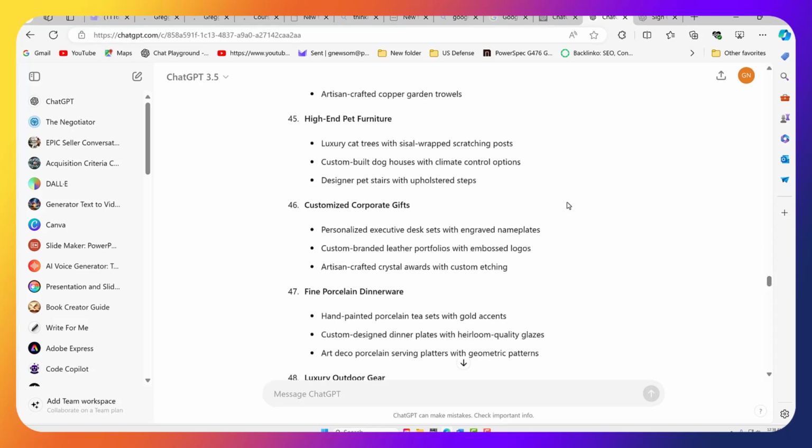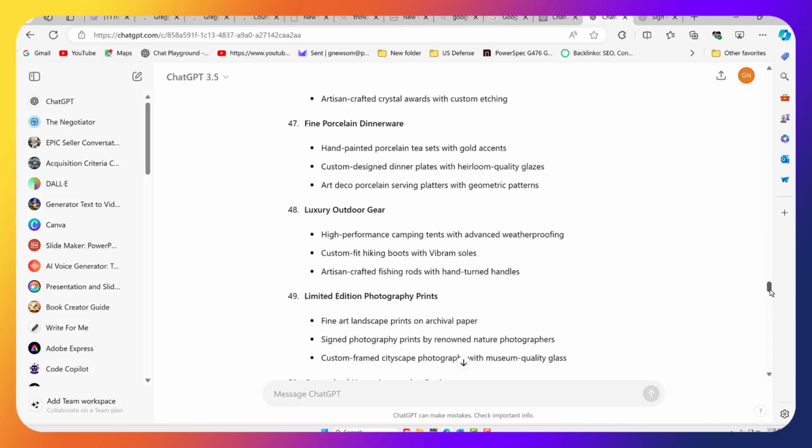They're getting in some good pet stuff here that I haven't thought of myself. Corporate gifts, you may want to watch out on that one, because a lot of corporate stuff has limitations on price that you can give somebody. So be careful on that one. But this is pretty good. Porcelain dinnerware, excellent. And outdoor gear, that's a very good one.